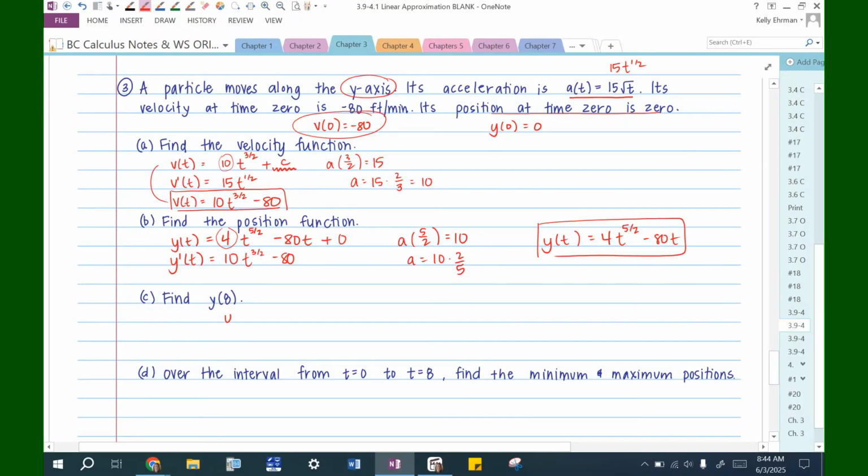Find y of 8. Well, now that I have a y function, that's easy. It's 4 times 8 to the 5 halves. That's not going to simplify nicely if I root first, if I do square root of 8 first. But I also don't have to simplify it. I'm just going to say, oh, it's this, and call it a day. So that's my answer.